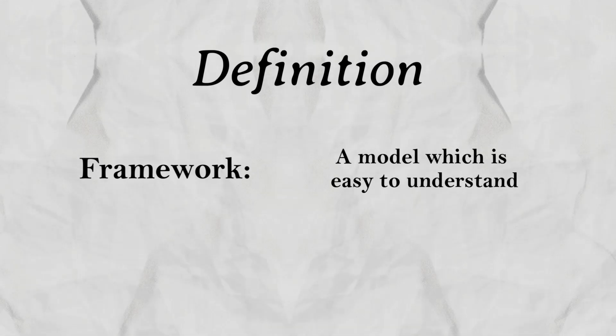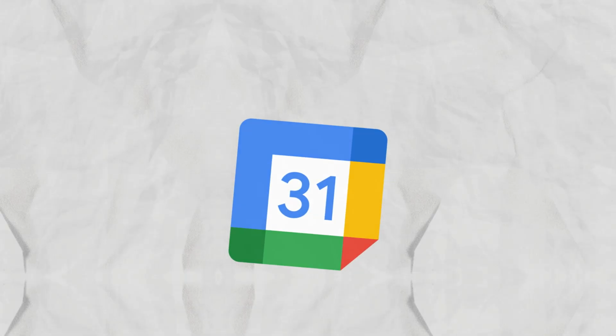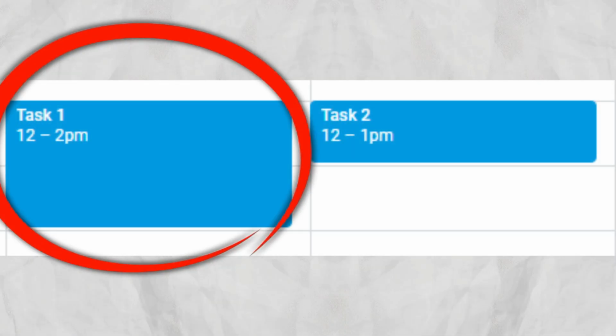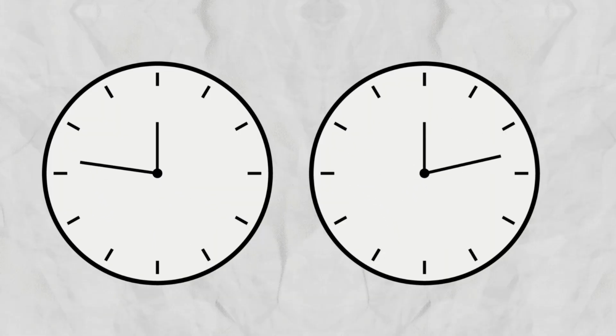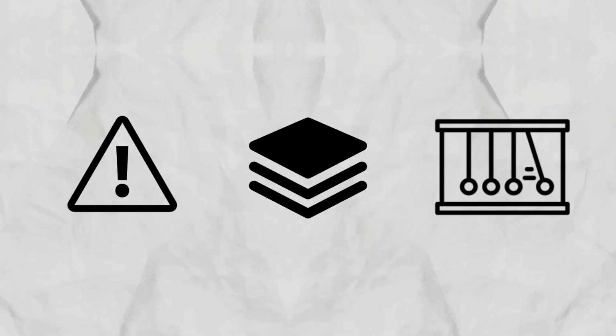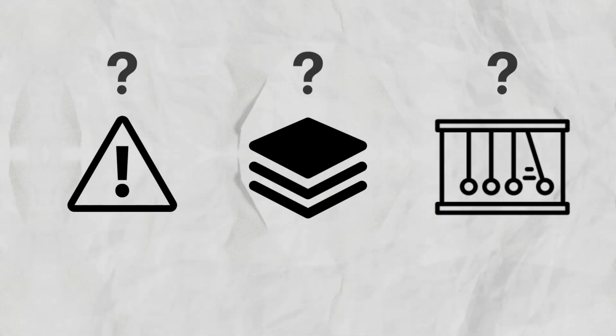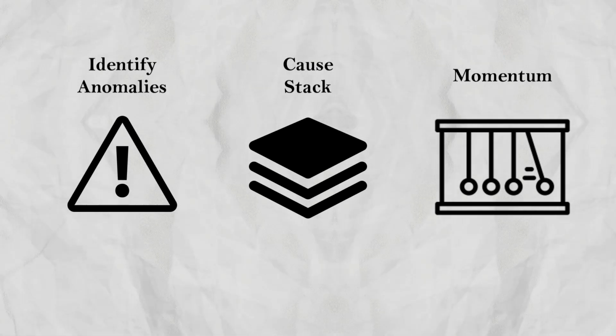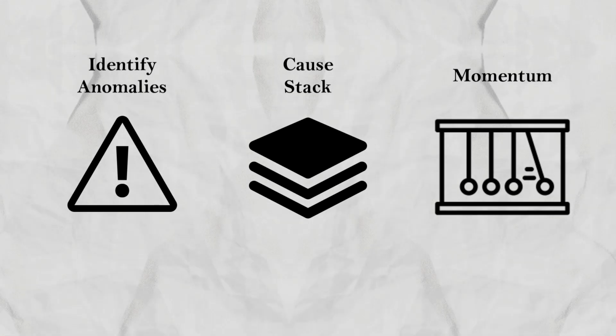A common example of a framework is a calendar. Time is represented in blocks. It's easy to visualize block 1 is twice as big as block 2, so task 1 will be twice as long as task 2. In the same way, with a bit of practice, these three frameworks will be easy to visualize and decode. The three frameworks are Identify Anomalies, Cause Stack, and Momentum. Let's define these three right now.